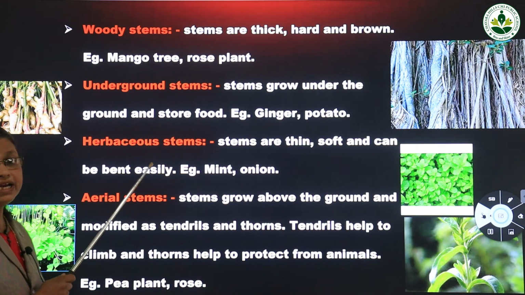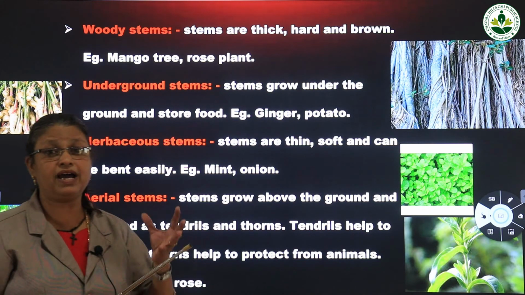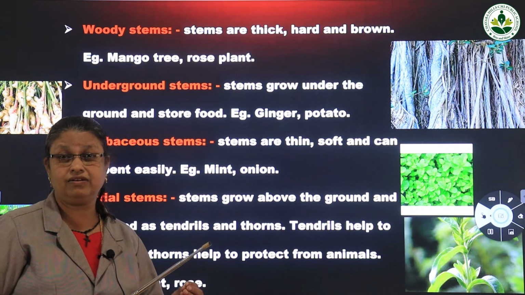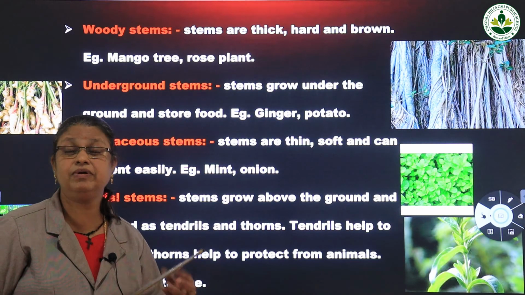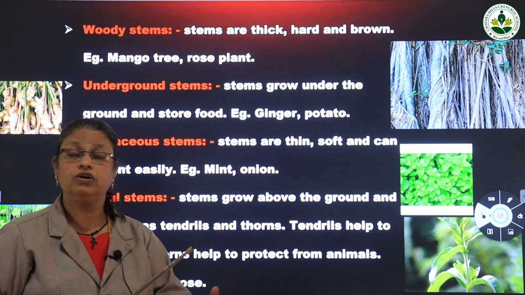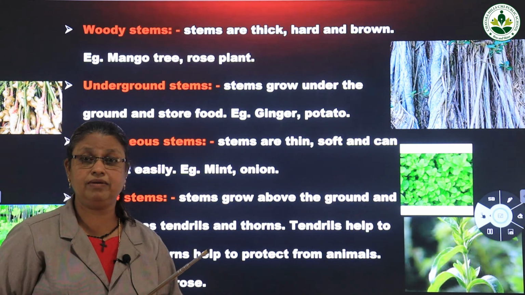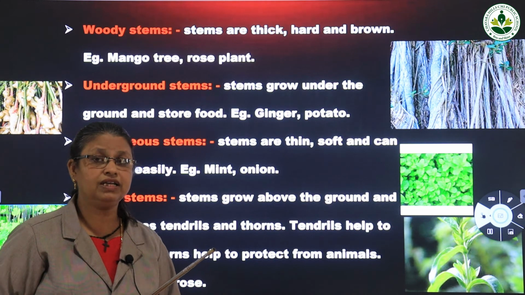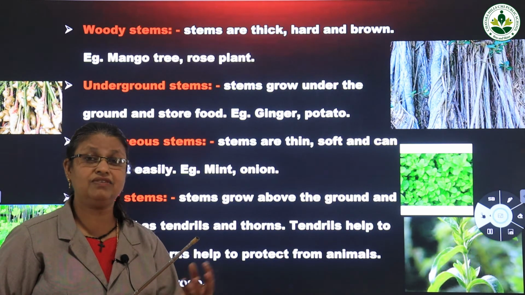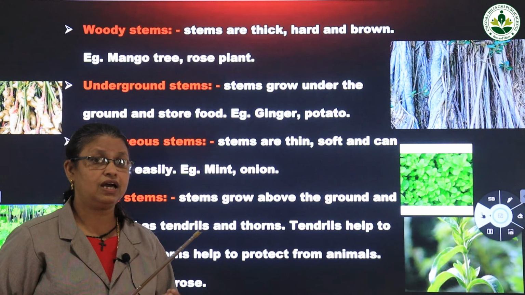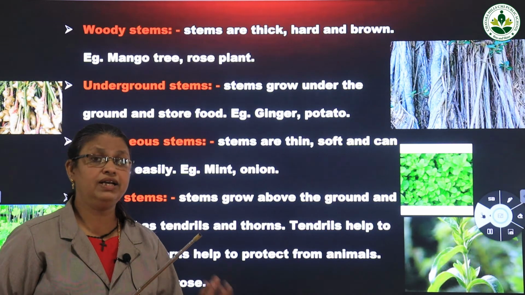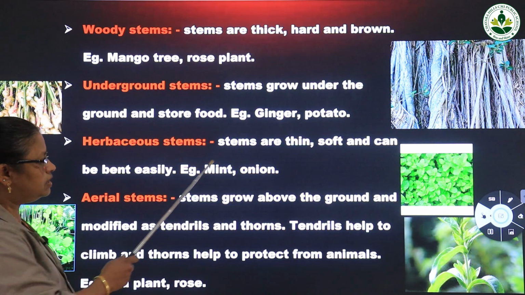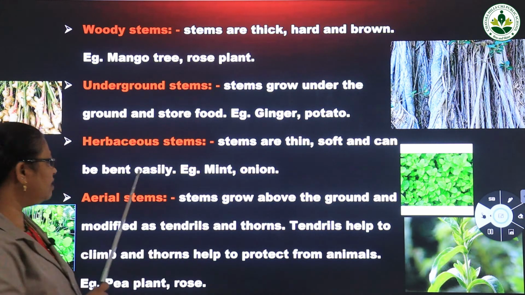Then next one, herbaceous stems. Herbaceous stems means the stems are very thin and tender. Very thin and they can be bent easily. For example, coriander leaves, mint leaves. You are familiar with the coriander leaves and mint leaves. So when you observe the stem, we know that it is very soft. They are tender stems and we can easily bend it. Okay, such stems come under herbaceous stems. So the stems are thin, soft and can be bent easily.